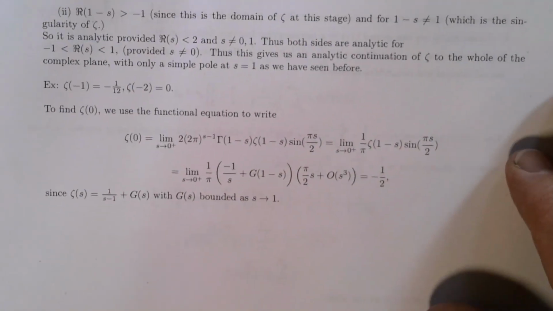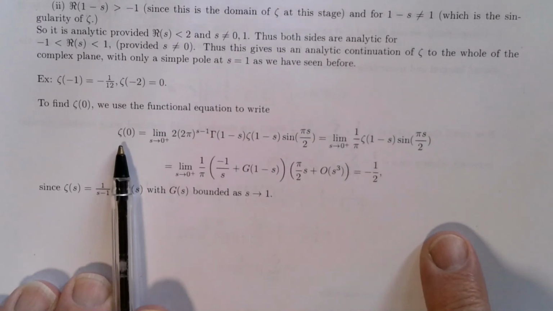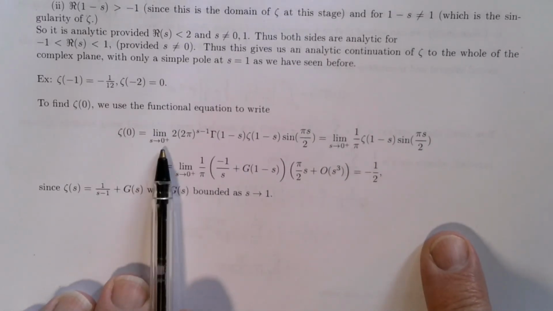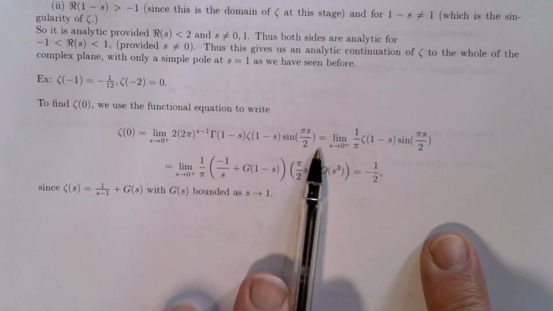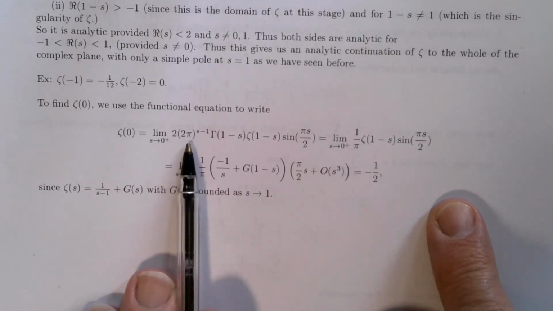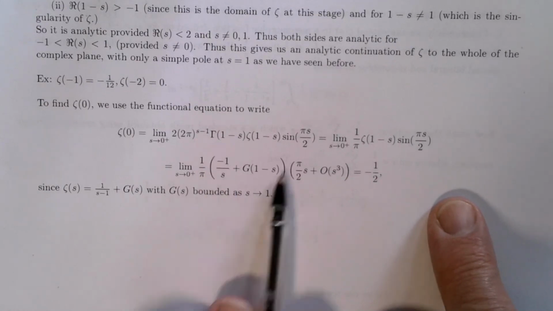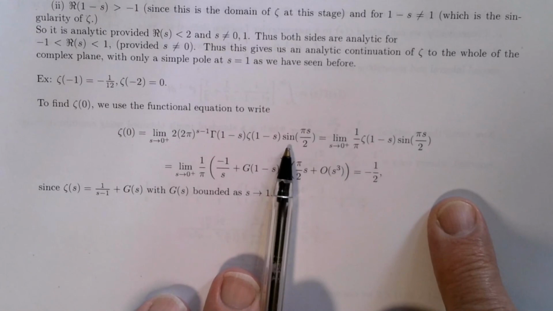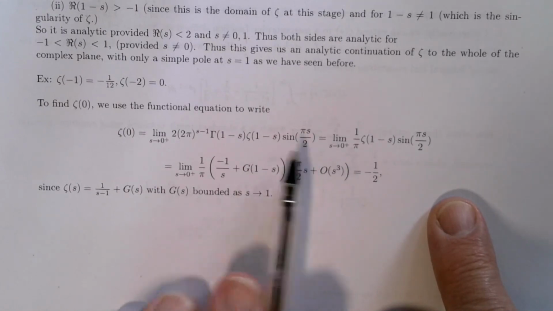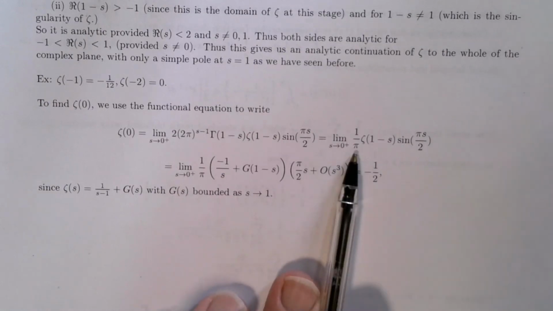Finally then, to find zeta of 0, which we haven't done yet, again I'm going to use the functional equation. I'm going to do it as a limit, so I'm going to take the limit as s goes to 0 from above of zeta of s, using the functional equation. So I just write down again our functional equation. Now as s goes to 0, gamma of 1 minus s goes to 1, and this thing goes to 1 on pi, which is just a constant. So I've still got this product here, with zeta of 1 minus s and then sine.